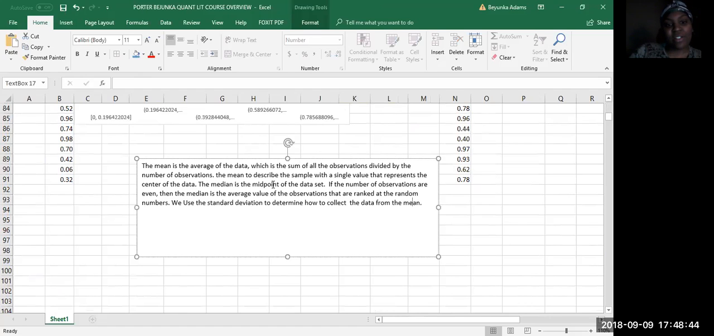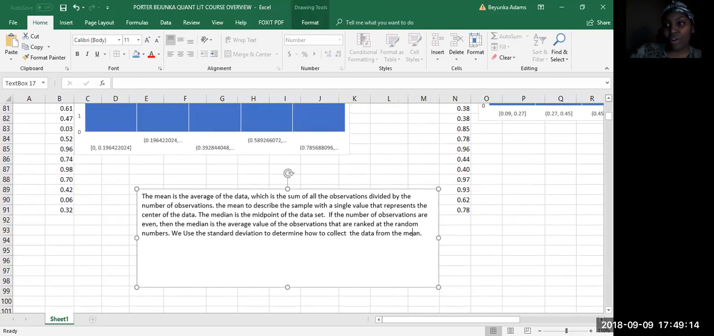The mean is the average of the data, which is the sum of all observations divided by the number of observations. The mean is to describe the sample with a single value that represents the center of the data. The median is the midpoint of the data set. If the number of observations is even, then the median is the average value of the middle-ranked observations. So basically, it's describing what's going on here. Then we use the standard deviation to determine how spread out the data is from the mean. So that's what's going on here in these charts.